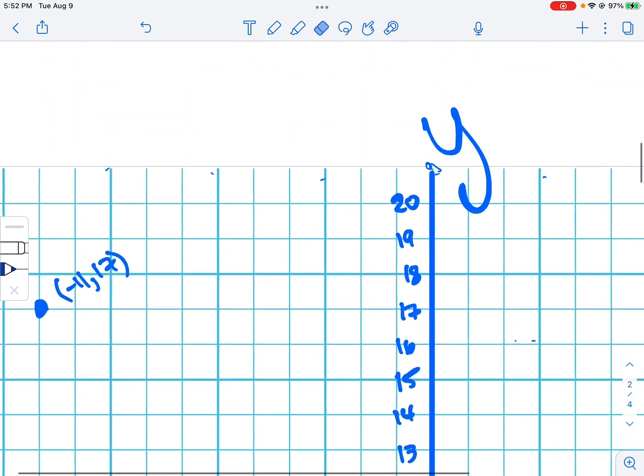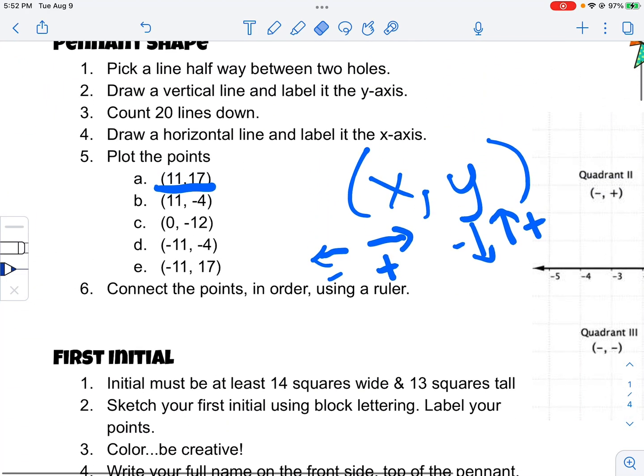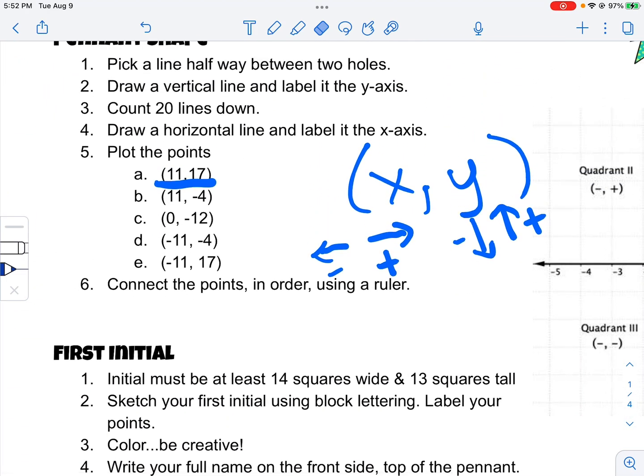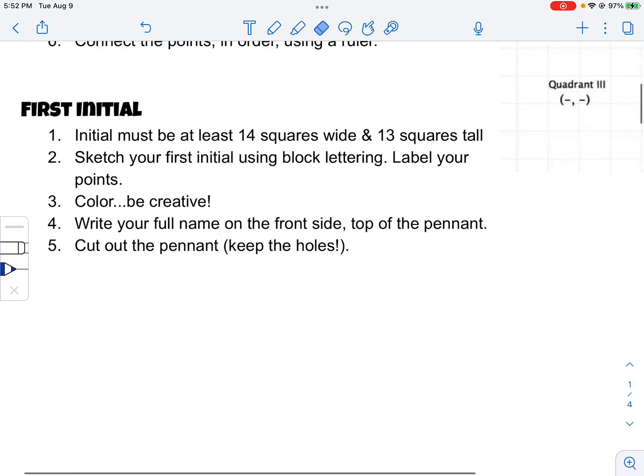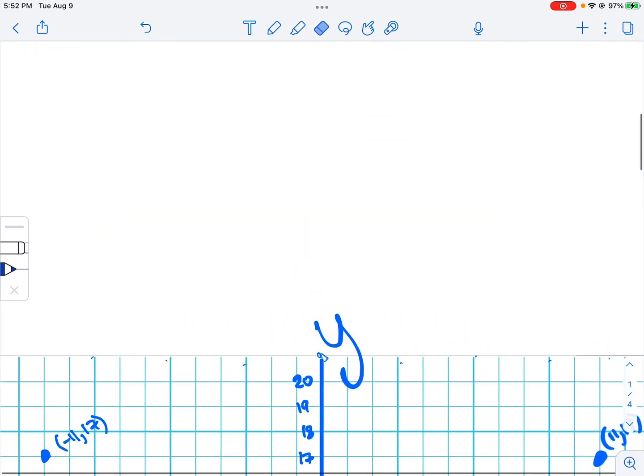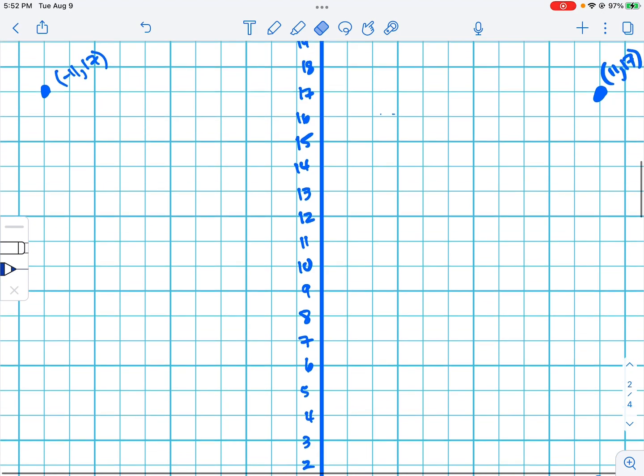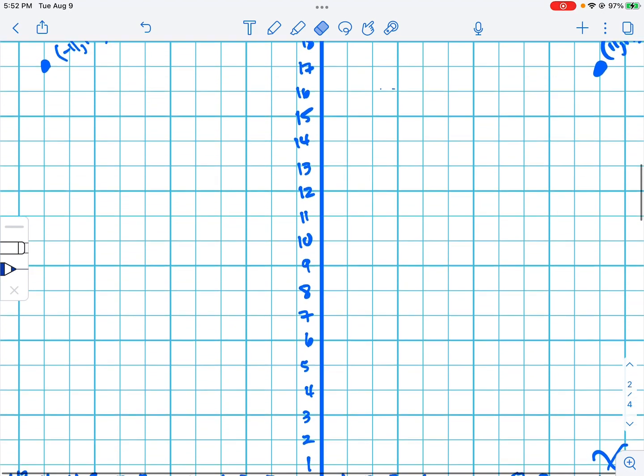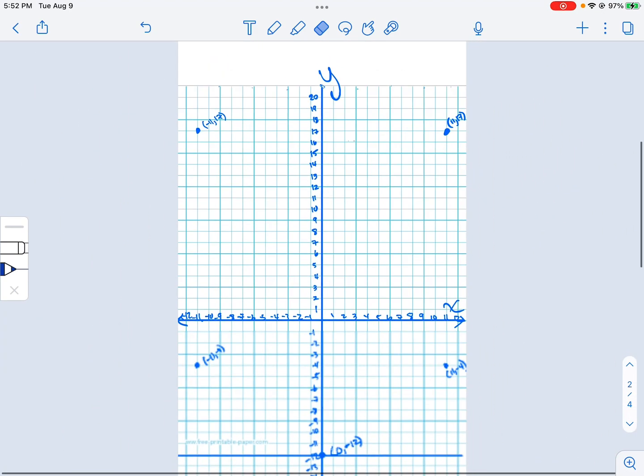There we go. Okay, so I plotted those points. Now connect the points in the order using a ruler. Okay, so now I'm going to connect these points. Maybe, can I make it smaller? Come on. There we go. So I'm going to connect these points.